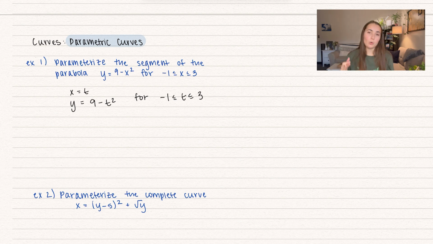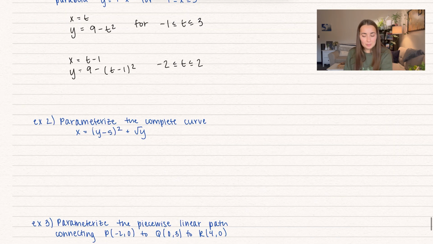Now, this is not the only way you can do it. You could try to jazz it up a little bit. So here, if we have x is equal to t minus 1, here we get y is equal to 9 minus t minus 1 quantity squared. I just replace it, right? And now, since I subtracted 1 from t, I also need to subtract 1 from both sides of my bounds, right? So now this is going to be for -2 is less than or equal to t is less than 2. That's the simplest way to do it.